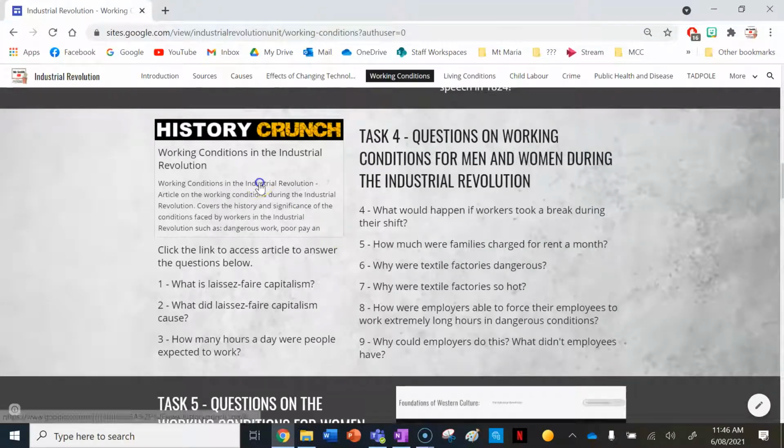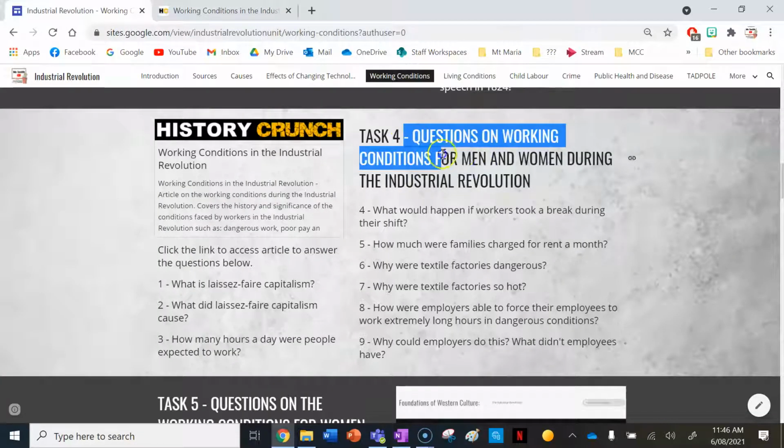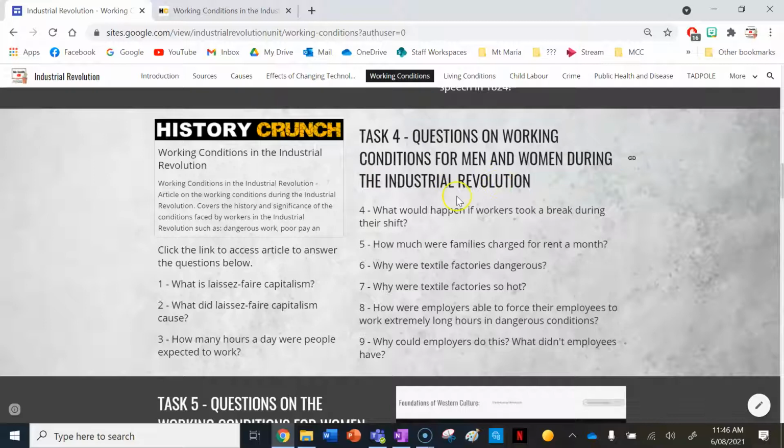Again, thanks to History Crunch, they have really good resources for the Industrial Revolution. Task 4 is questions on working conditions for men and women during the Industrial Revolution as opposed to children.